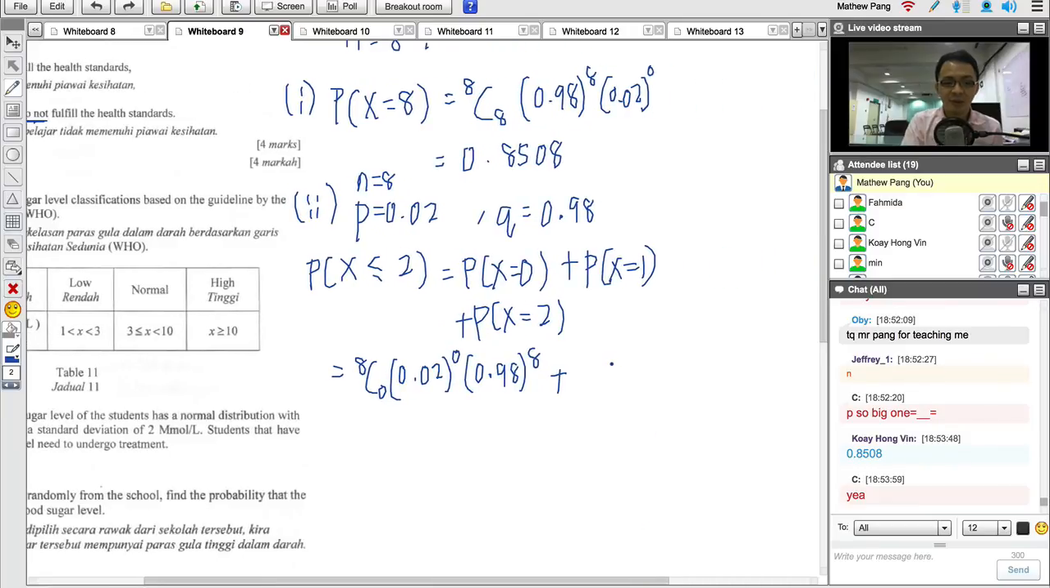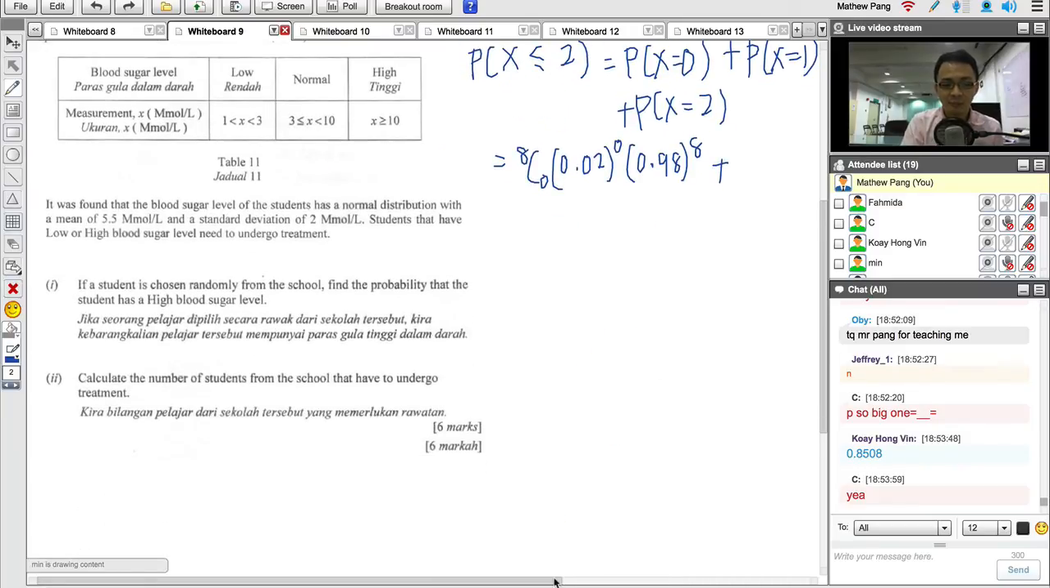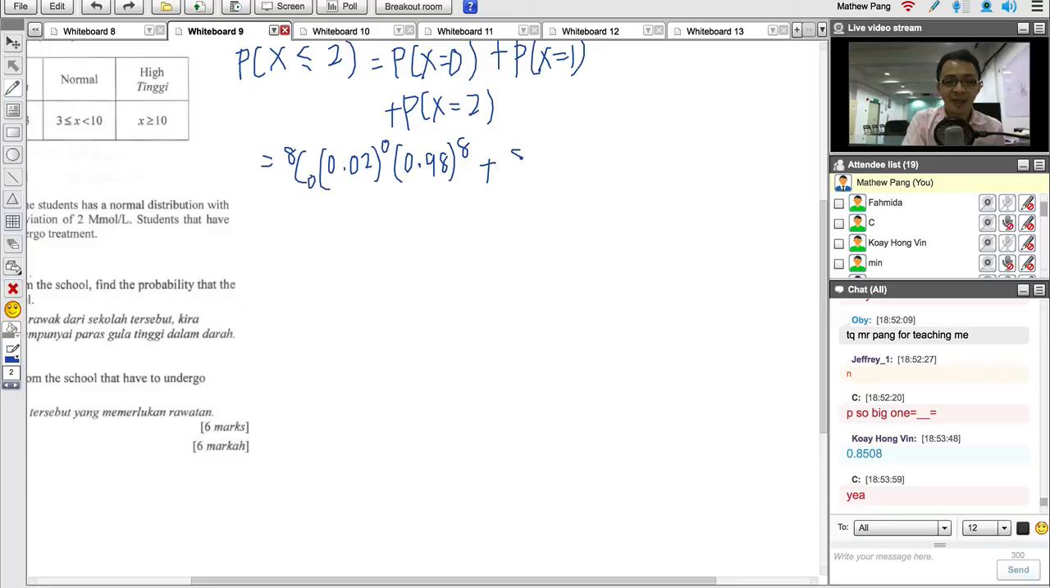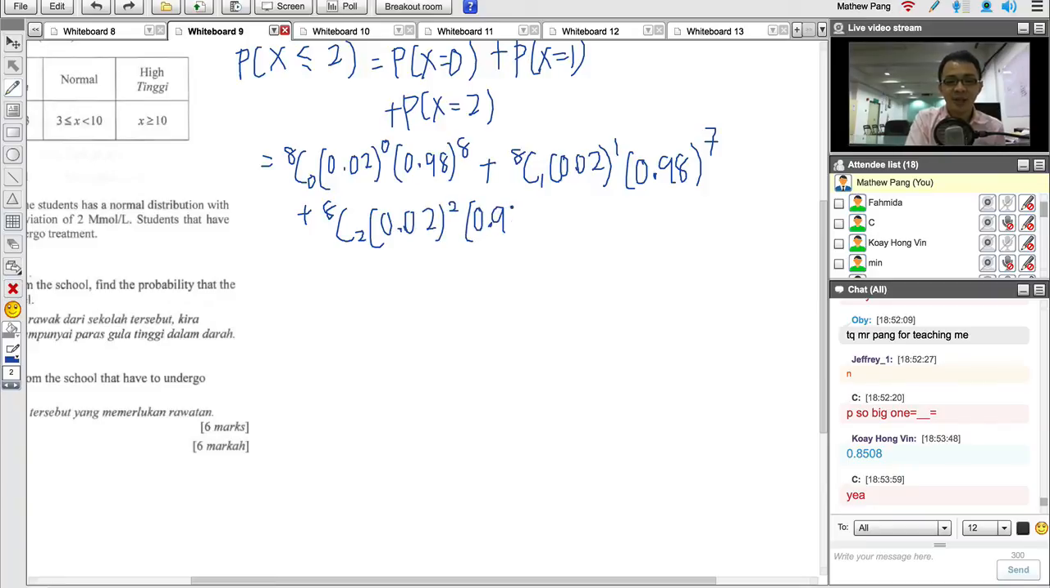Then I plus the second one, one by one. So it'll be 8C1, 0.02 to the power of 1, multiplied by 0.98 to the power of 7. Then plus 8C2, 0.02 to the power of 2, and then 0.98 to the power of 6. Just plus everything, and you get the correct answer.